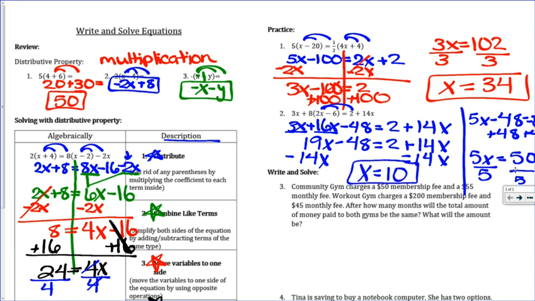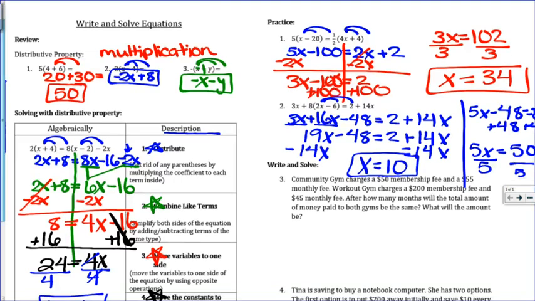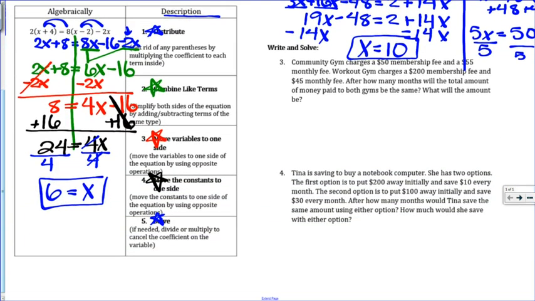Okay, last we're going to write. So I'm just going to walk you through how to write these problems. You can solve them based on the previous examples. So number 3, community gym charges $50 membership fee and a $55 monthly fee. Workout gym charges a $200 membership fee and a $45 monthly fee. After how many months will the total amount of money paid to both gyms be the same? What will the amount be?